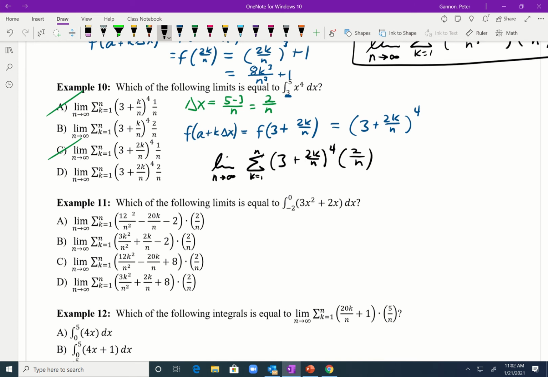And we narrowed it down to b and d before. If we take a look at b, it looks good until we get to the k. It should be 2k, so we can eliminate b, and d is what we are looking for.